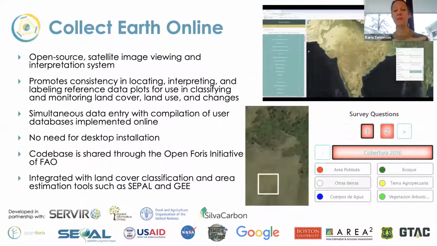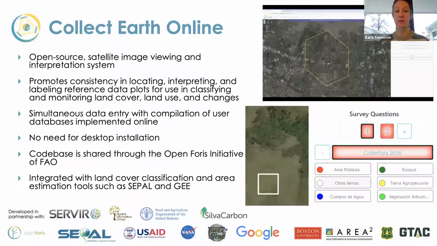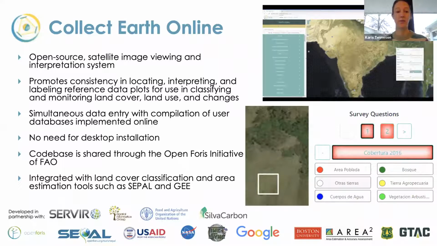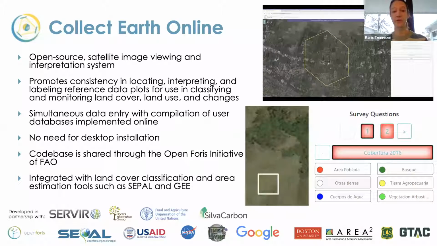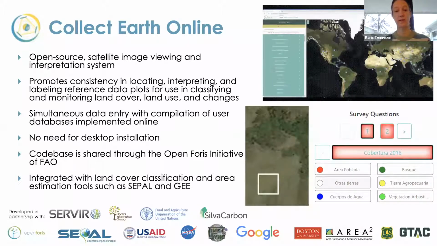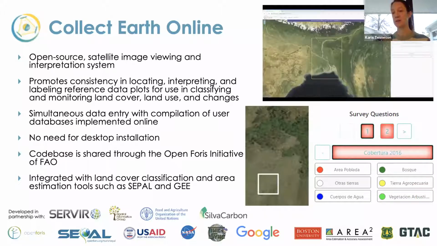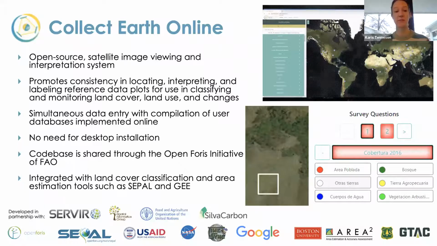So Collect Earth Online is nice. It promotes consistency in locating, interpreting, and labeling reference data plots. You can do simultaneous data entry with all of your interpreters. So if you have a team of 25 people going out and collecting, labeling information on what's happening on the landscape, you have just one project, and as they go to the next plot, it just feeds them the next available plot. So everybody can start labeling plots at the same time.